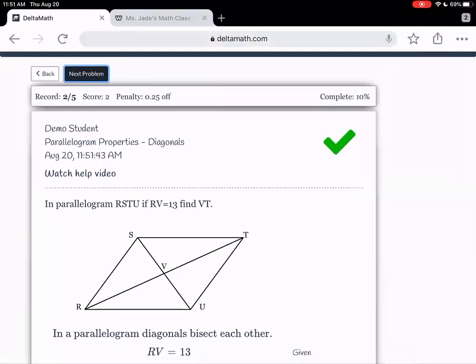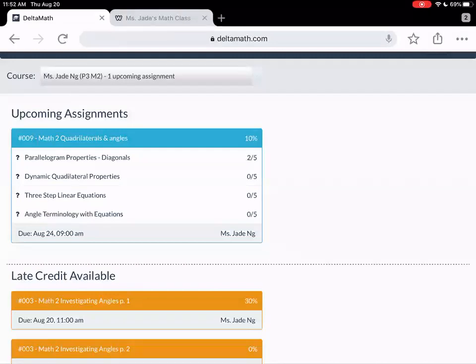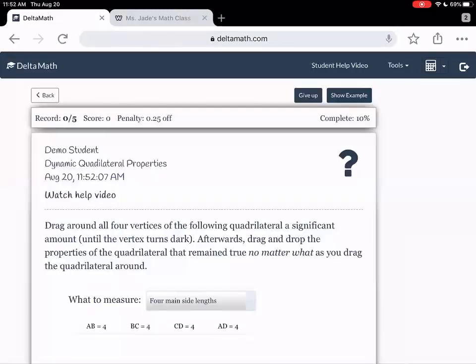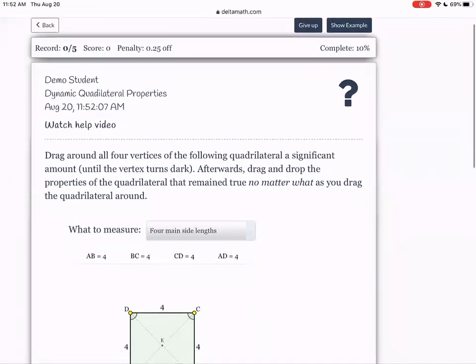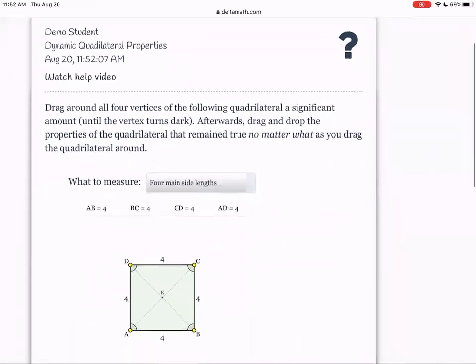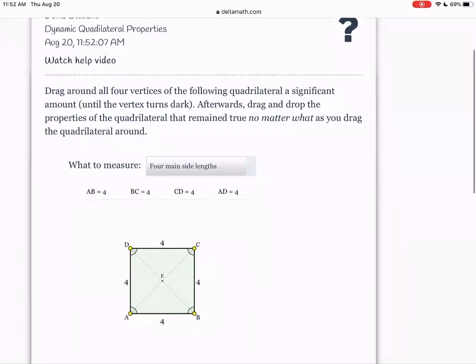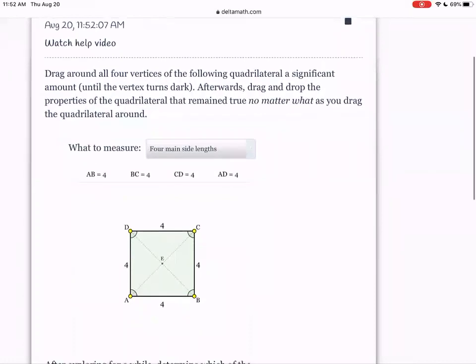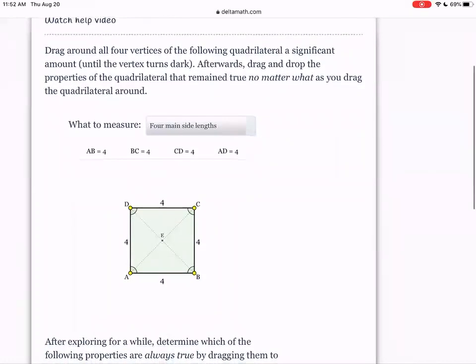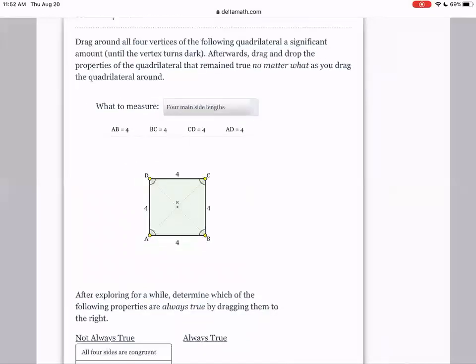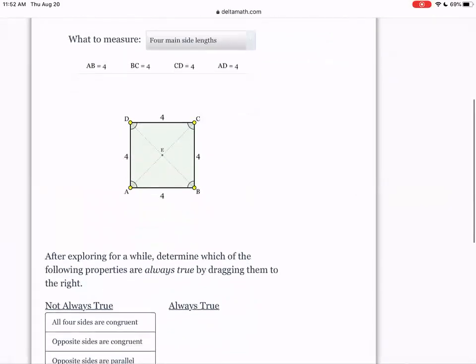I want to make sure there's enough time for us to go through all the types of problems. So let's go back. Let's do dynamic quadrilateral properties. That's the second section. So here, we can drag around all 4 vertices of the following quadrilateral a significant amount until the vertex turns dark. Afterwards, drag and drop the properties of the quadrilateral that remain true no matter what as you drag the quadrilateral around. Can I zoom out? Not really. Okay, that's fine.